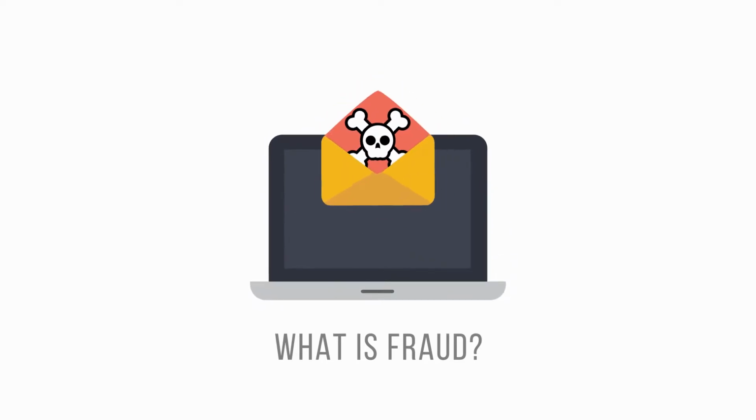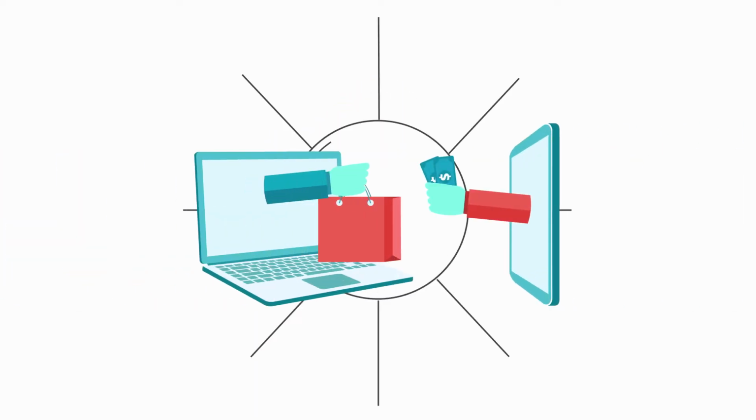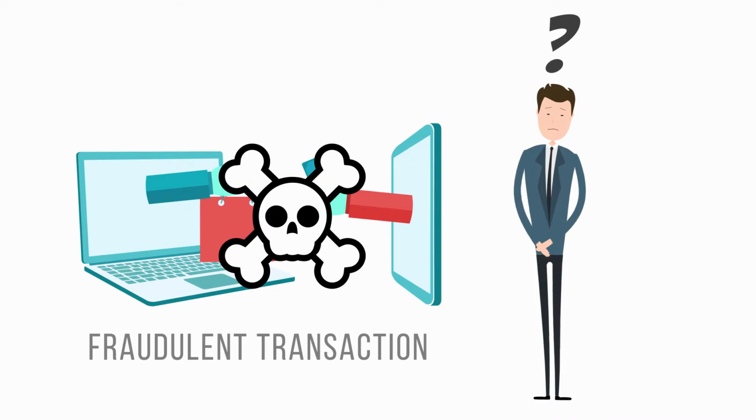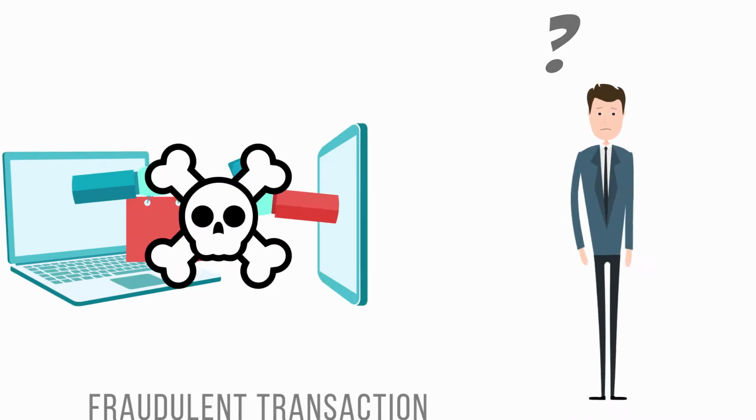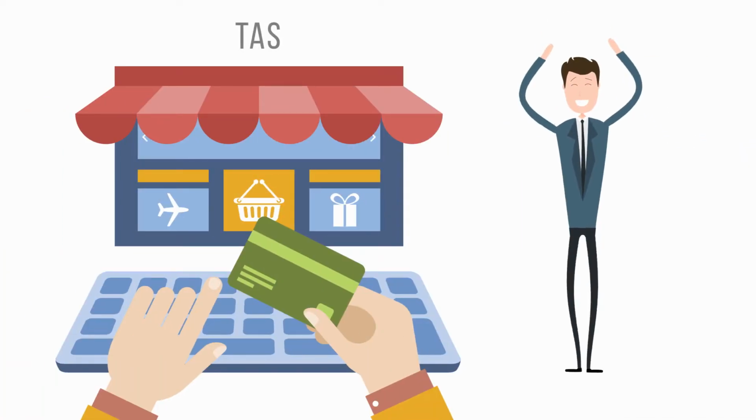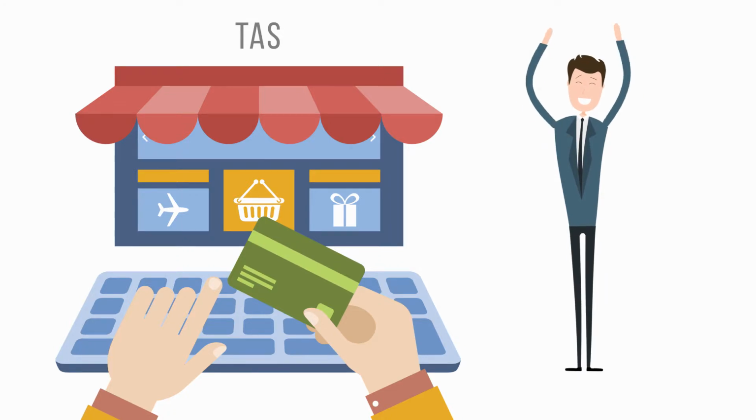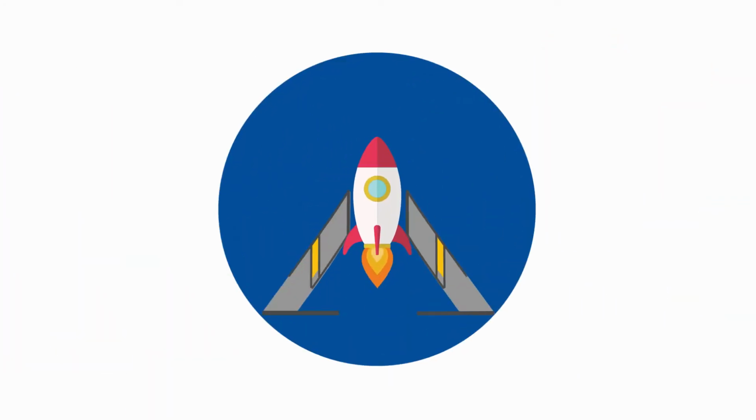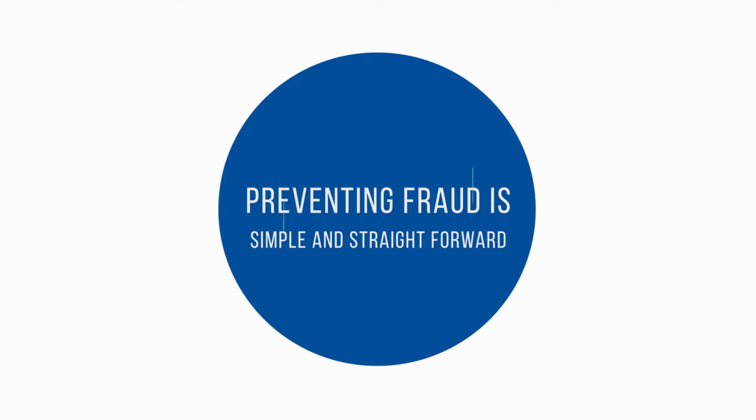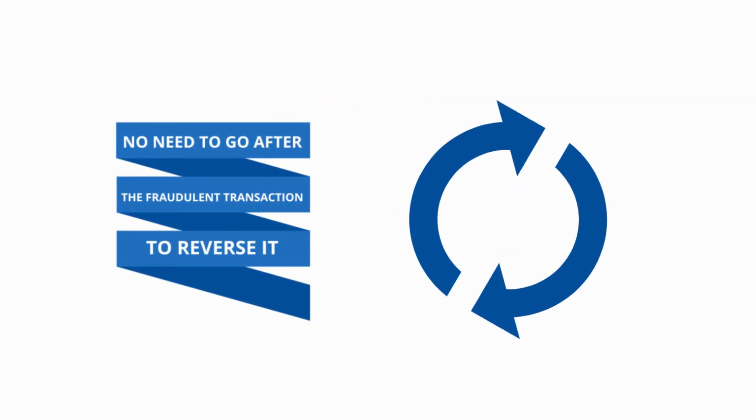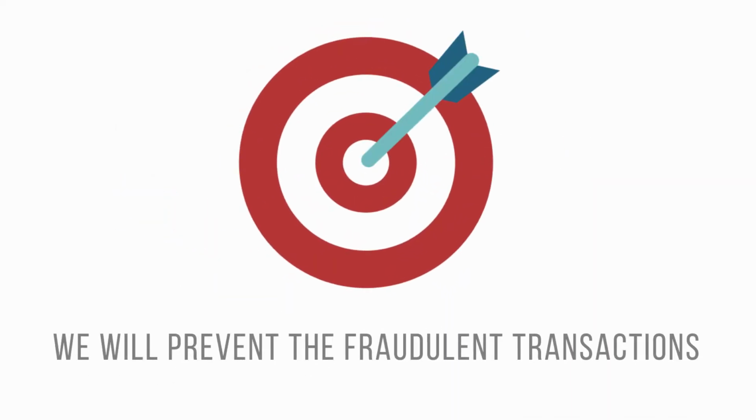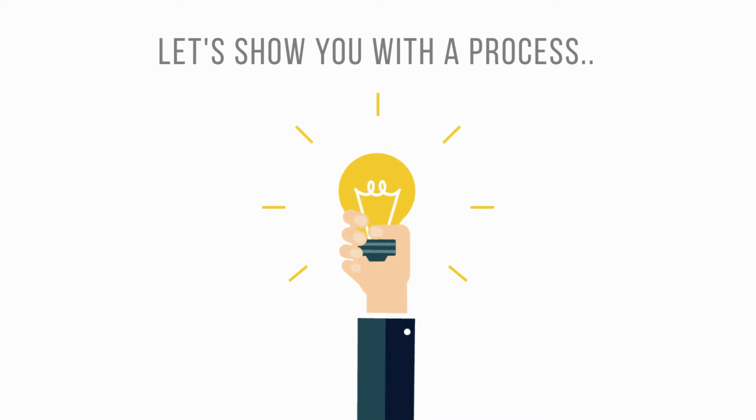What is fraud? A transaction that takes place without a customer's knowledge or approval is a fraudulent transaction. TAS ensures all transactions take place with a customer's knowledge and approval. Our method to prevent fraud is simple and straightforward. No need to go after the fraudulent transaction to reverse it after it succeeds. We just prevent the fraudulent transactions. Let's show you with a process.